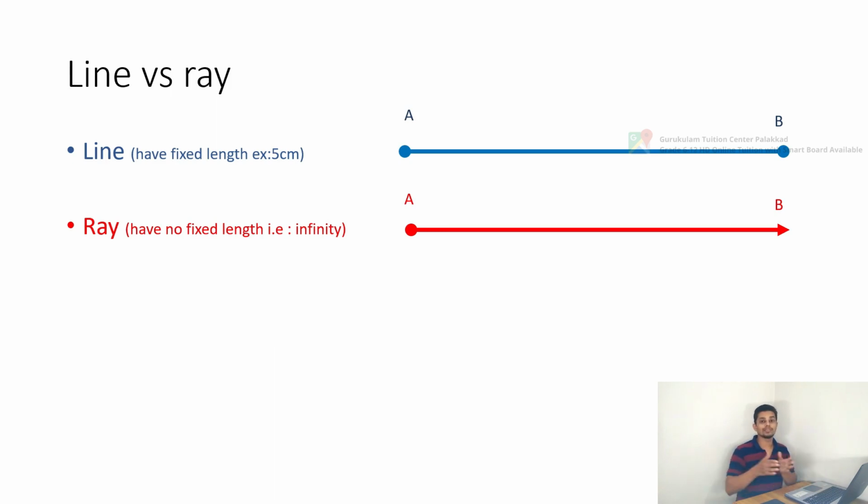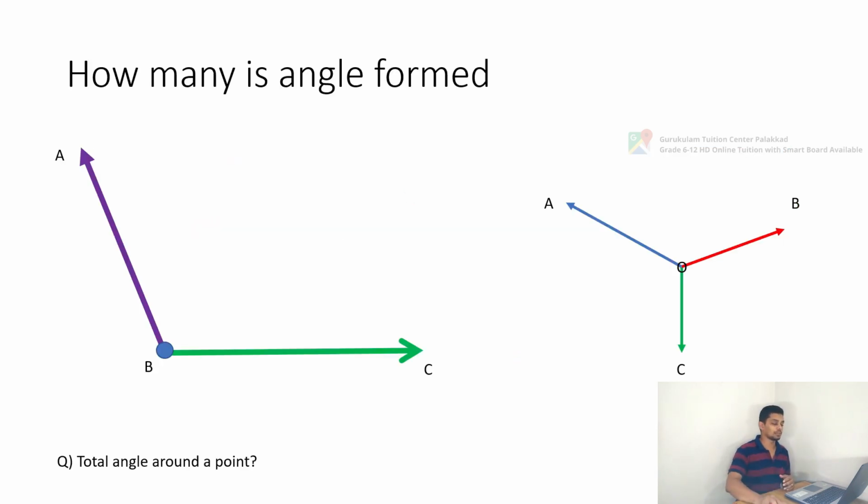Okay, but in case of rays, we cannot say it has a fixed length because it is moving towards infinity. Also, one end of a ray will have an arrowhead. So that is the difference between lines and rays. You must know the difference between lines and rays.